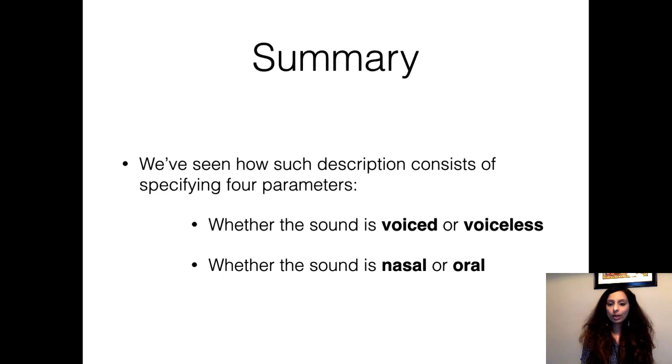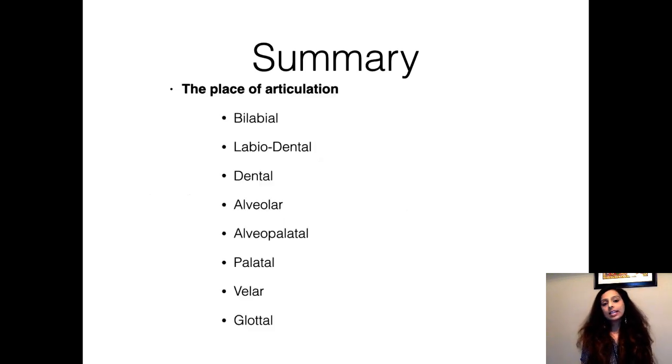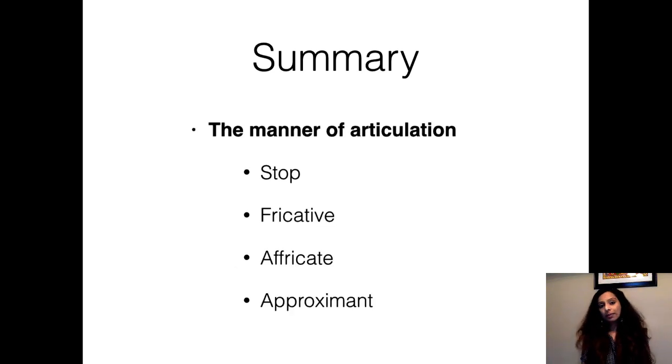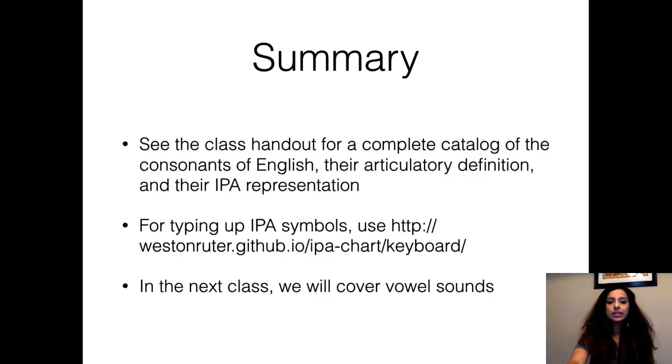So a sound can be voiced or voiceless. It can be nasal or oral. And it can also have these 7 places of articulation, such as bilabial, labiodental, dental, alveolar, alveopalatal, palatal, velar, and also the glottal. And there are 4 different manners of articulation, such as the stop, the fricative, the affricate, and the approximant. So this is where we end this week's lecture, and I will give you the IPA handout.